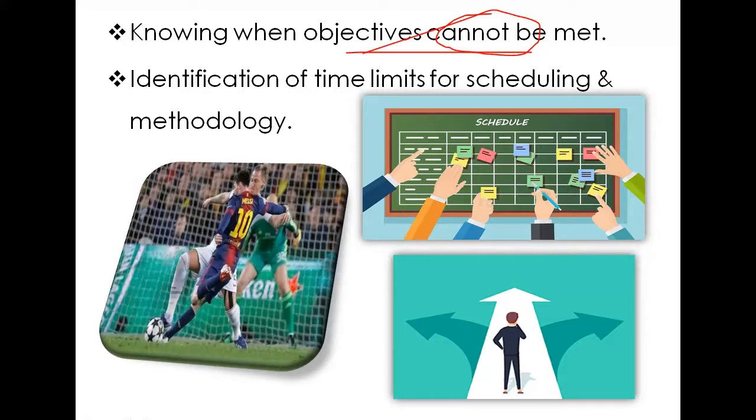Identification of time limits, scheduling and methodology. So when you have to start and when you have to complete that work. The limits of the schedule are very important: how to use that schedule and how to apply the methodology, how to complete and execute that work, and if it needs any assistance from outside, how to use it. So these are also important things.